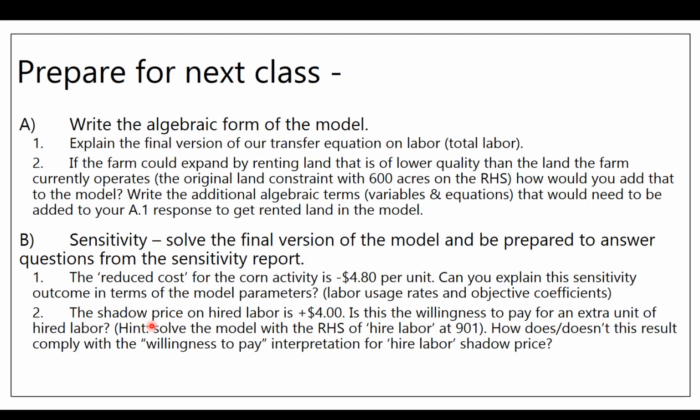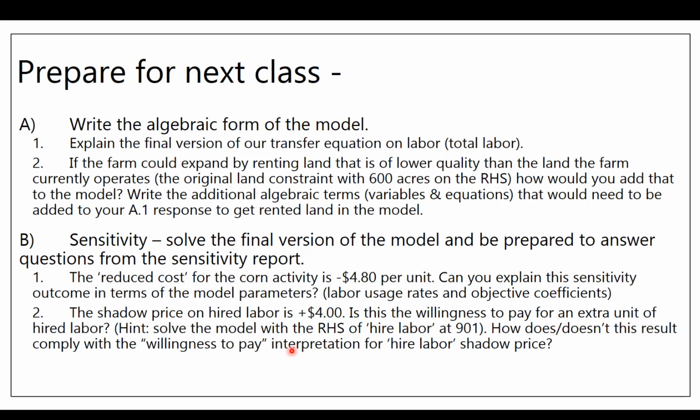And then the other one is the shadow price on hired labor is $4. Is that a willingness to pay for an extra unit of hired labor? That is the tradition, right? That is what we've said in your midterm just recently. We said, what is the willingness to pay for whatever? Does that answer that question in this model we have right now? And so my hint to you would be solve the model with the right-hand side of labor at 901, and then think about does or doesn't this comply with that willingness to pay interpretation. And if it doesn't, why doesn't it?